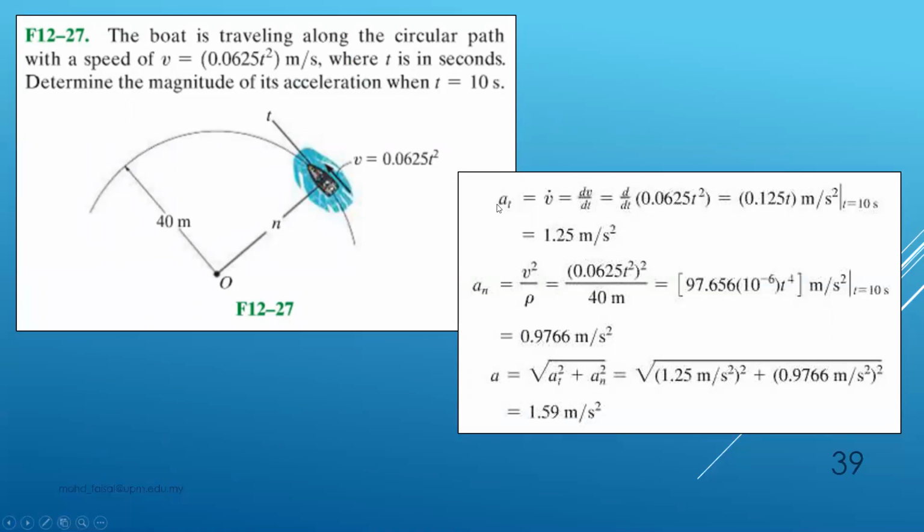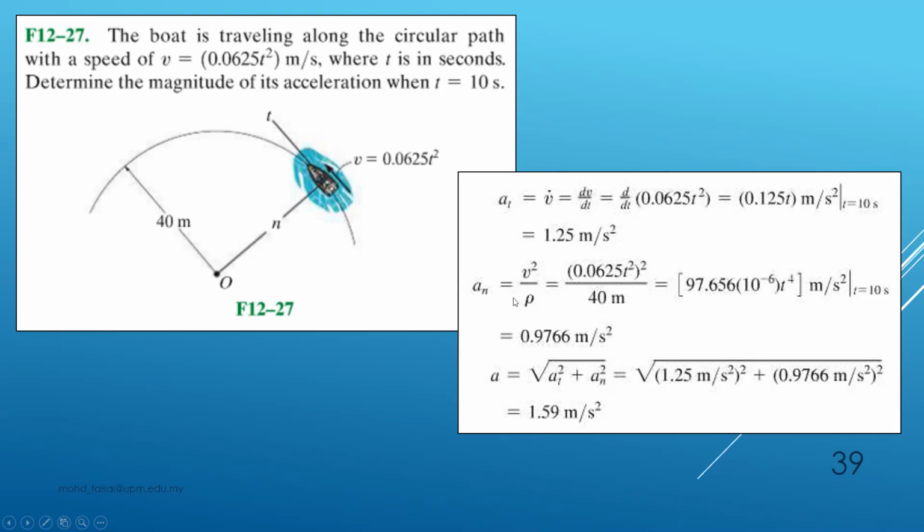To solve this problem, we first look into the tangential acceleration, and we know that a_t is equal to v dot. What is v dot? v dot is the change of velocity with respect to time, which we can also say is dv over dt. We can further expand it, because v is given up here. So just plug in and do the differentiation. Then substitute t equal to 10 seconds, because we want the magnitude of the acceleration when t equals 10 seconds. Then we have the tangential acceleration equal to 1.25 meters per second squared. Okay, we are halfway done.